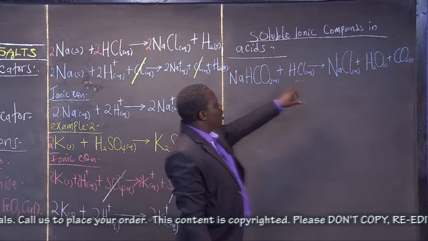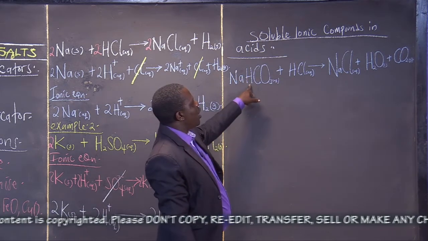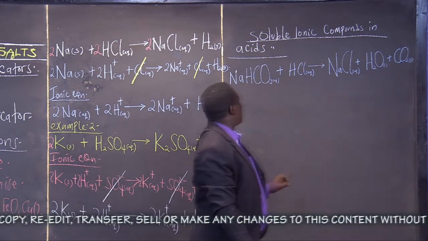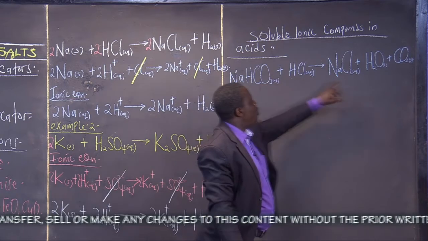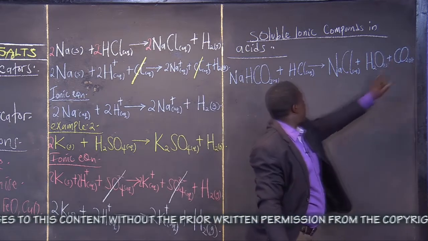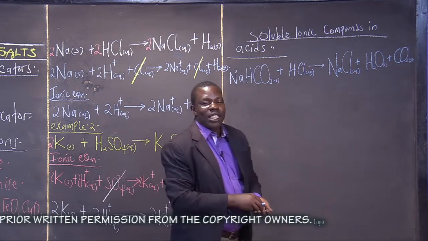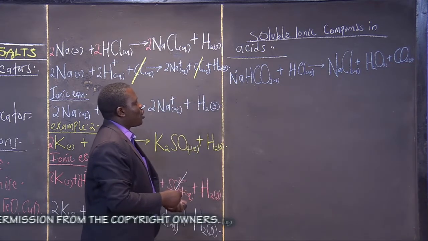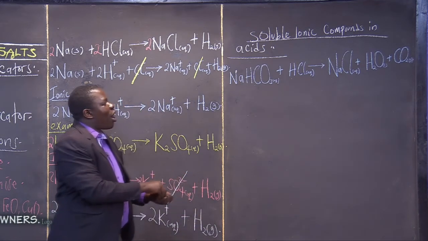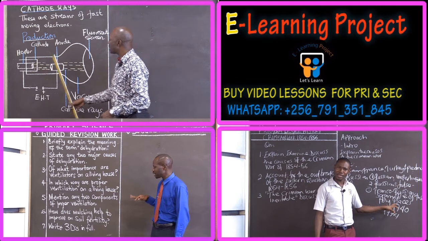Sodium 1, sodium 1, hydrogen 1, hydrogen 1 plus 1, 2, hydrogen 2. Okay, we have this and this, those are 2, 2, okay? Carbon 1, carbon 1. Oxygen 3, oxygen 2 plus 1, 3. So that is our equation for the reaction. So, if we have soluble ionic compounds in acids, how do we go about their ionic equations?